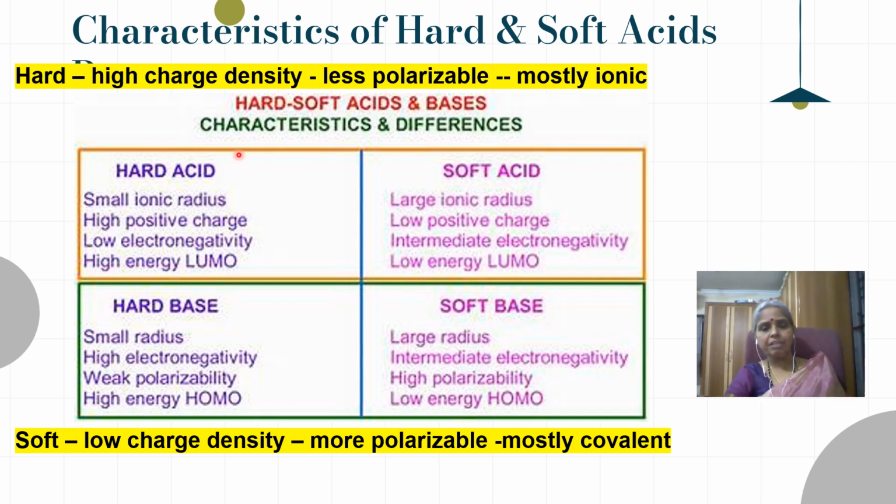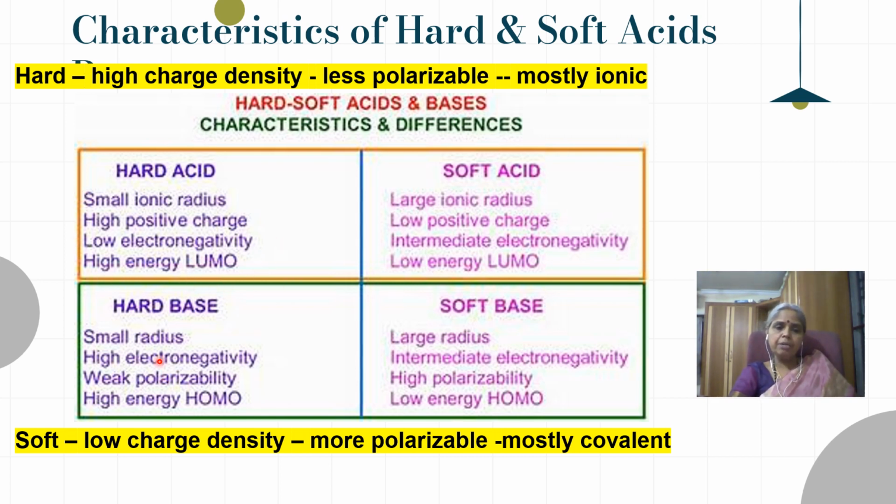So what are the differences between hard and soft acids and bases? Hard acids have small ionic radius, high positive charge, low electronegativity, and high energy lowest unoccupied molecular orbital, that means LUMO. You must have heard in your previous classes LUMO and HOMO. LUMO is lowest unoccupied molecular orbital. HOMO is highest occupied molecular orbital. So they have high energy LUMO.